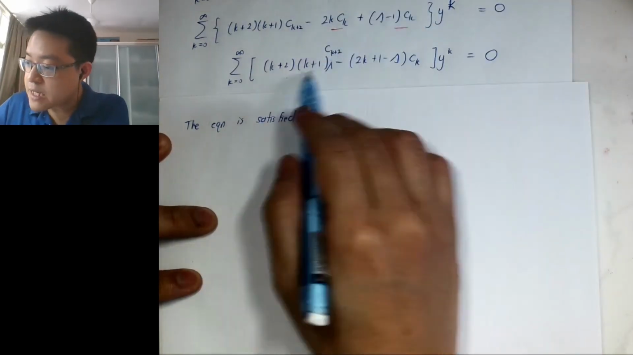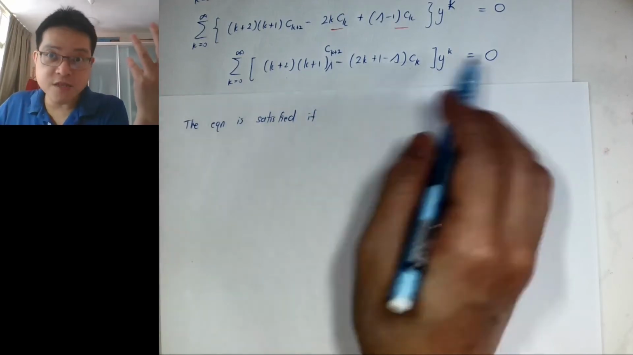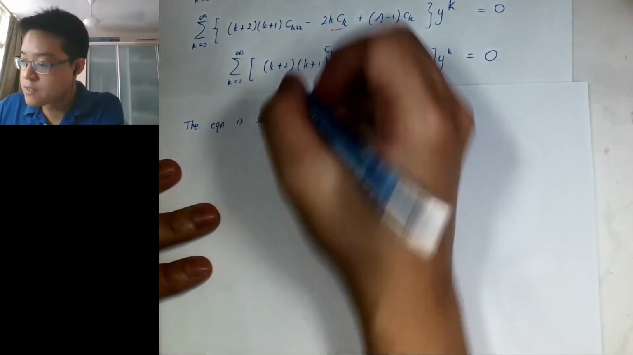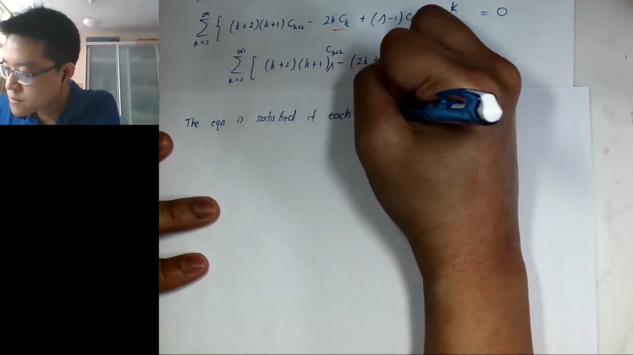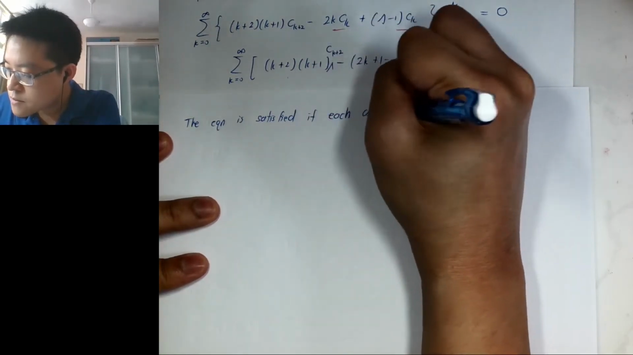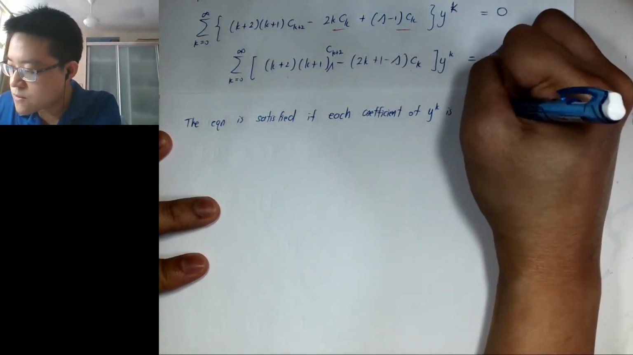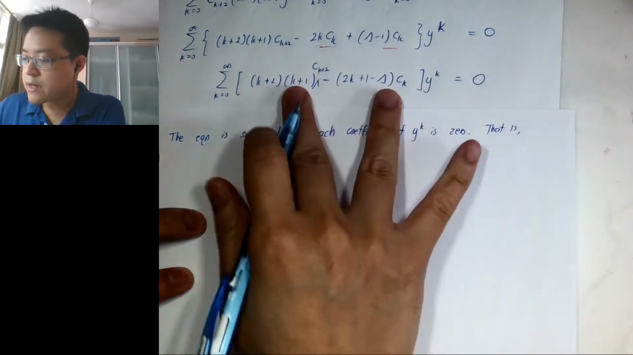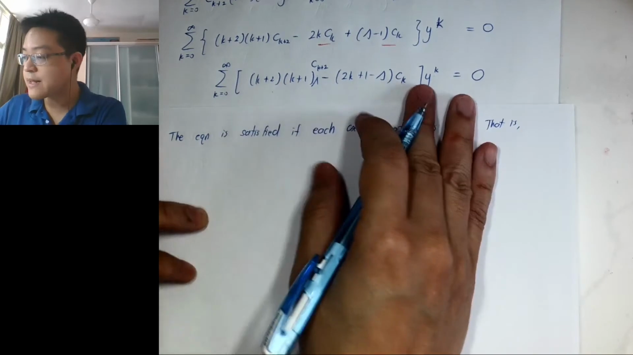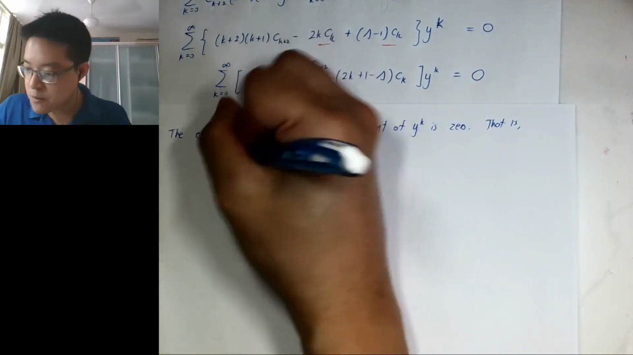if every term in the square bracket, which is actually what we call the coefficient of y to the power k, is 0. So if each coefficient of y^k is 0, right? In other words, if everybody here is 0, then the whole summation is 0, then the equation will be solved. That is what we want, right?